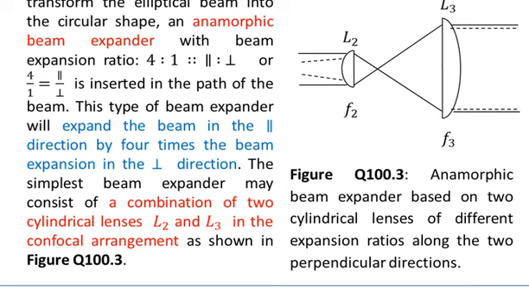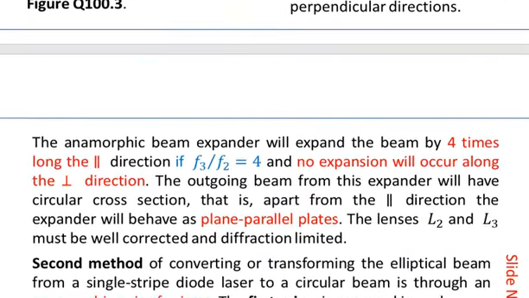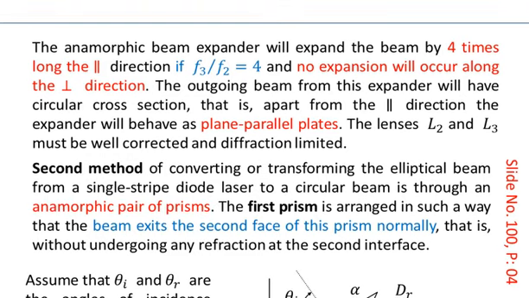But what if we have a diode array or a diode bar? So let's discuss such a problem. The anamorphic beam expander will expand the beam 4 times along the parallel direction if f3 over f2 is equal to 4. So you see that I have also given the ratios of the focal lengths. That is, the focal length f3 to the focal length f2 has a ratio equal to 4. No expansion will occur along the perpendicular direction.